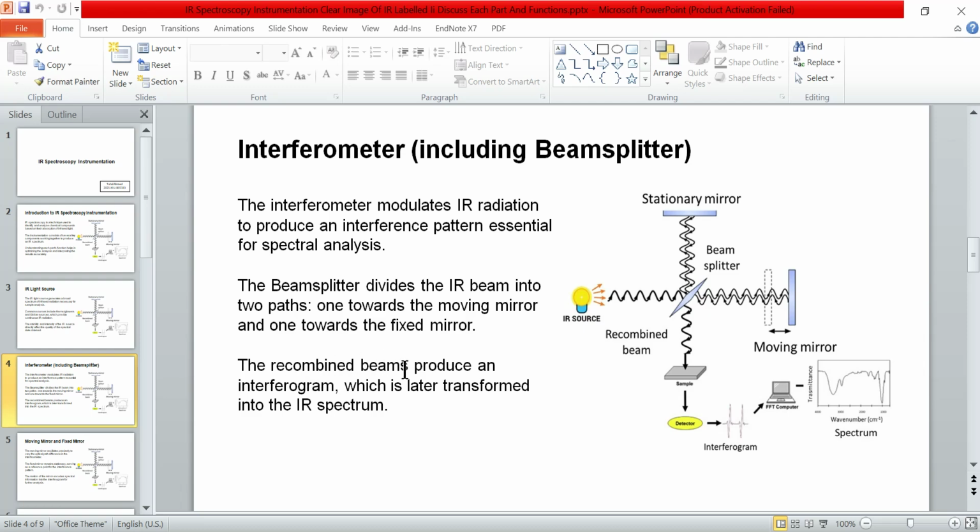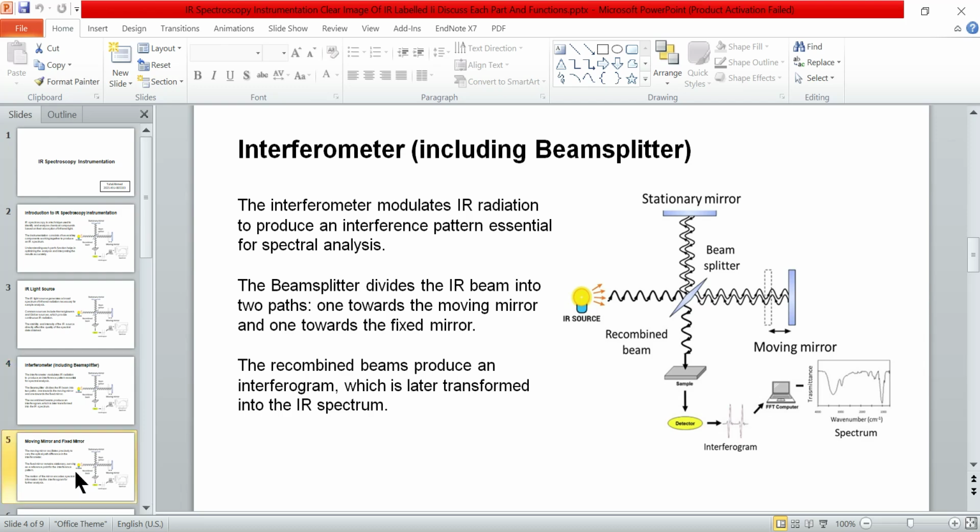The recombined beam produces an interferogram, which is shown here, and which is later transformed into the IR spectrum.